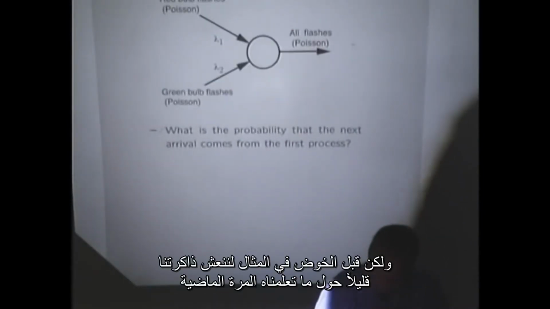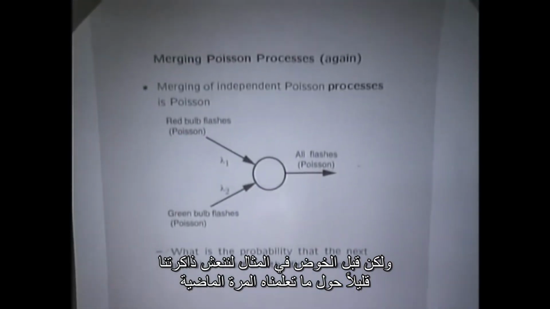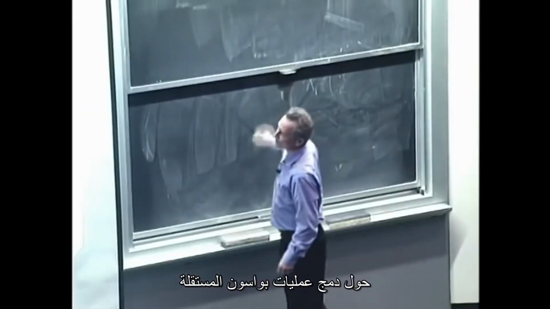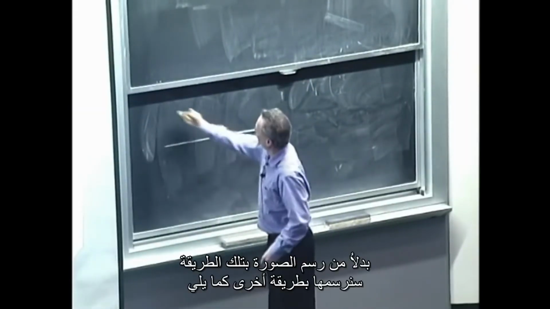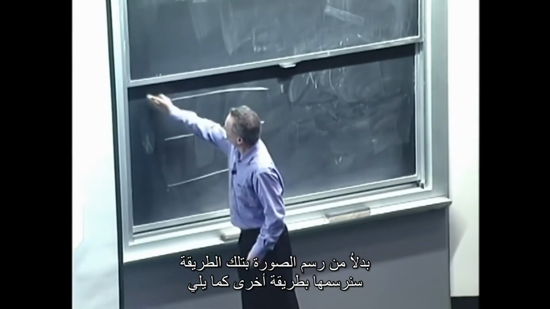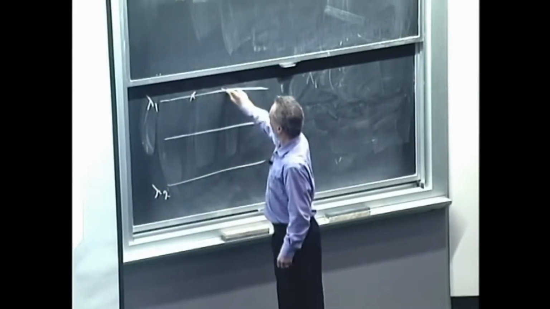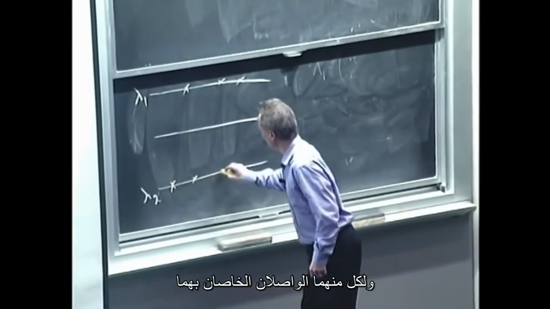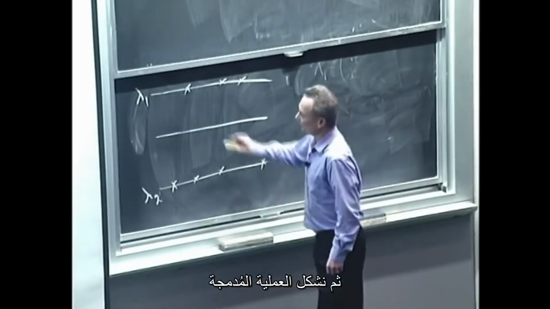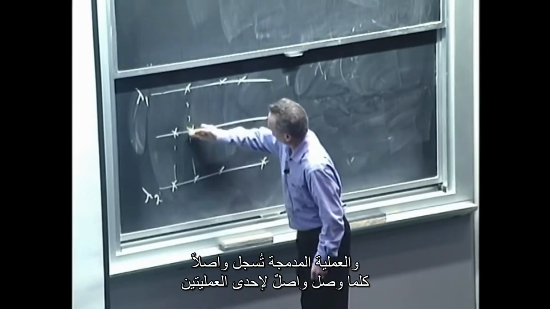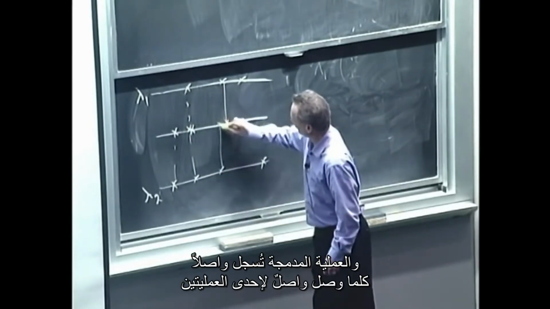Now, our next example is going to be a little more complicated or subtle. But before we get to the example, let's refresh our memory about what we discussed last time about merging independent Poisson processes. Instead of drawing the picture that way, another way we could draw it could be this. We have a Poisson process with rate lambda 1, and a Poisson process with rate lambda 2. Each one of these has its arrivals. And then we form the merged process, and the merged process records an arrival whenever there's an arrival in either of the two processes.